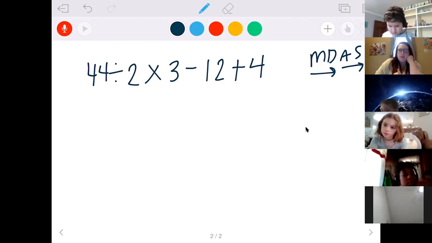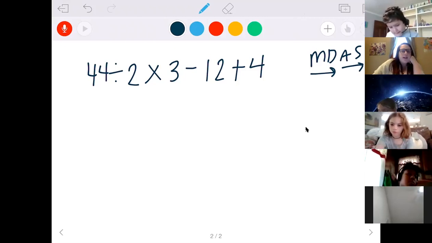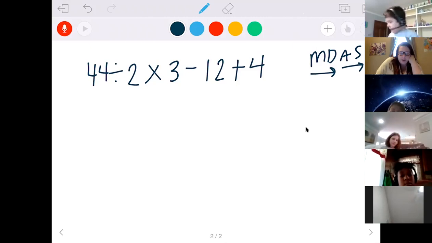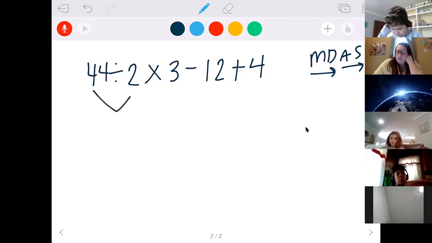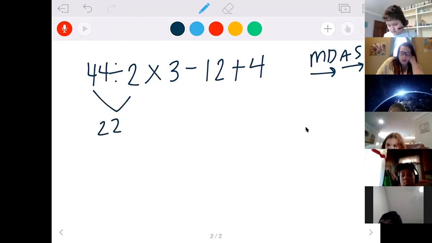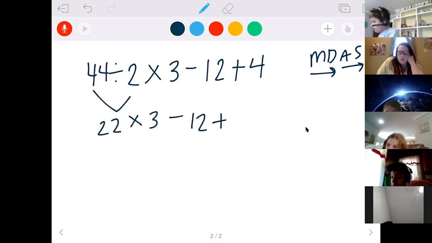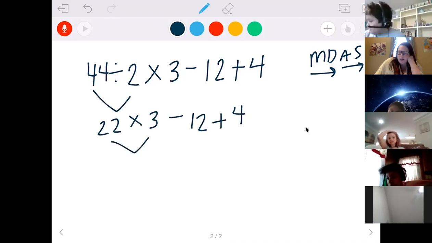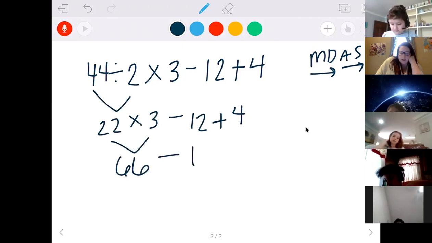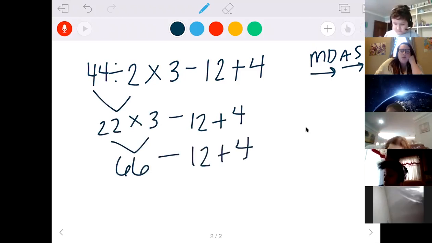All right, so let's look at this one together. I'm looking for any multiplication or division first, and the first thing I see is 44 divided by 2. So that's going to be the first thing I do, and if you do that, you get 22. I'm going to rewrite everything, times 3 minus 12 plus 4. Okay, then I'm going to look for any other multiplication or division, and I see 22 times 3, which gives me 66 minus 12 plus 4.